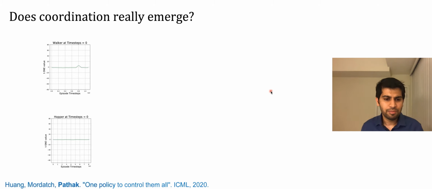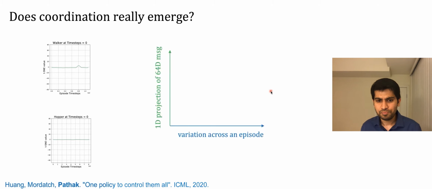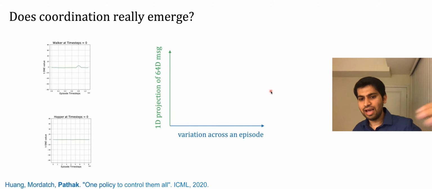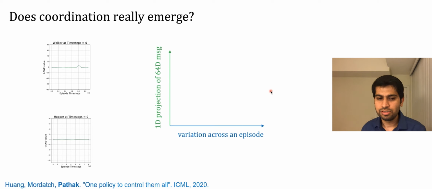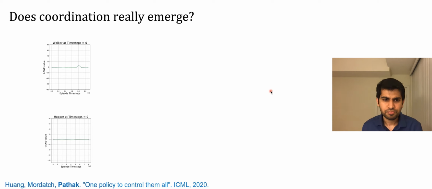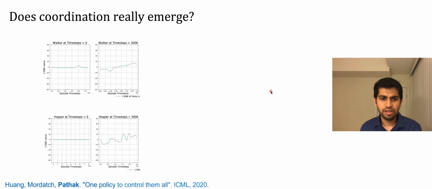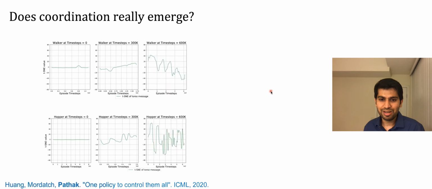So in the beginning, the policies are all random, the messages are random. So these messages have no information. So it's all zeros in both examples. But as the training goes, sorry, the y-axis is t-SNE, the x-axis is the variation across episodes, or say across training. And then as the training goes, some structure starts to emerge in both examples.